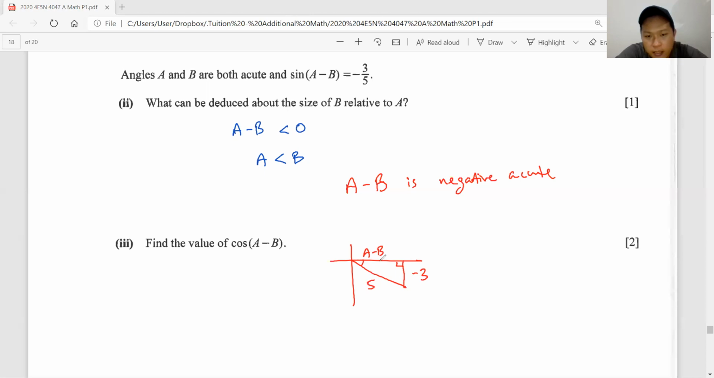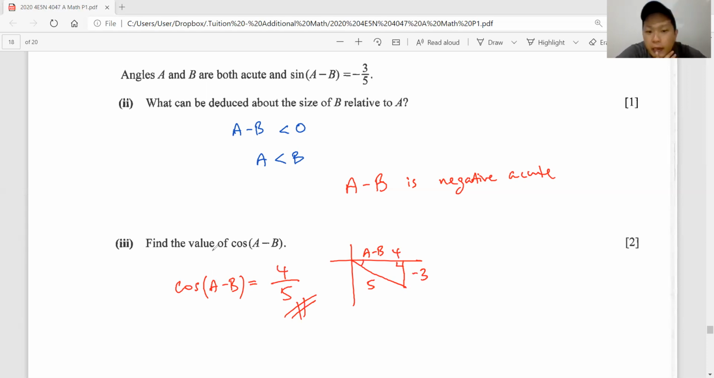And then the adjacent, Pythagoras theorem, you can do it mentally. So this number is 4. So find the value of cosine A minus B. Cosine is CAH, so adjacent over hypotenuse. Maybe Pythagoras theorem 1 mark, then knowing that it's fourth quadrant 1 mark.